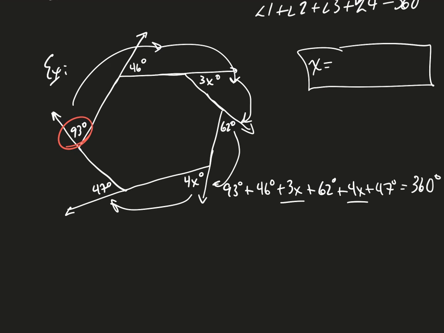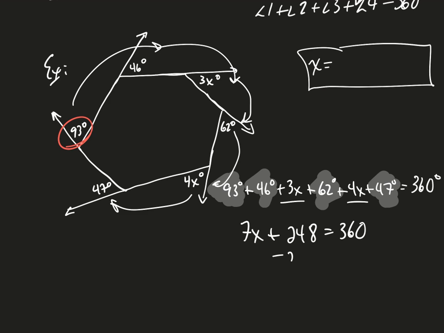Combine any terms that have an x, so 3x plus 4x is 7x, and then use your calculator to combine all of the plain old angles, so the 93, the 46, the 62, and the 47. Use your calculator to put all of those together. So give me a second. 93 plus 46 plus 62 plus 47 is 248.